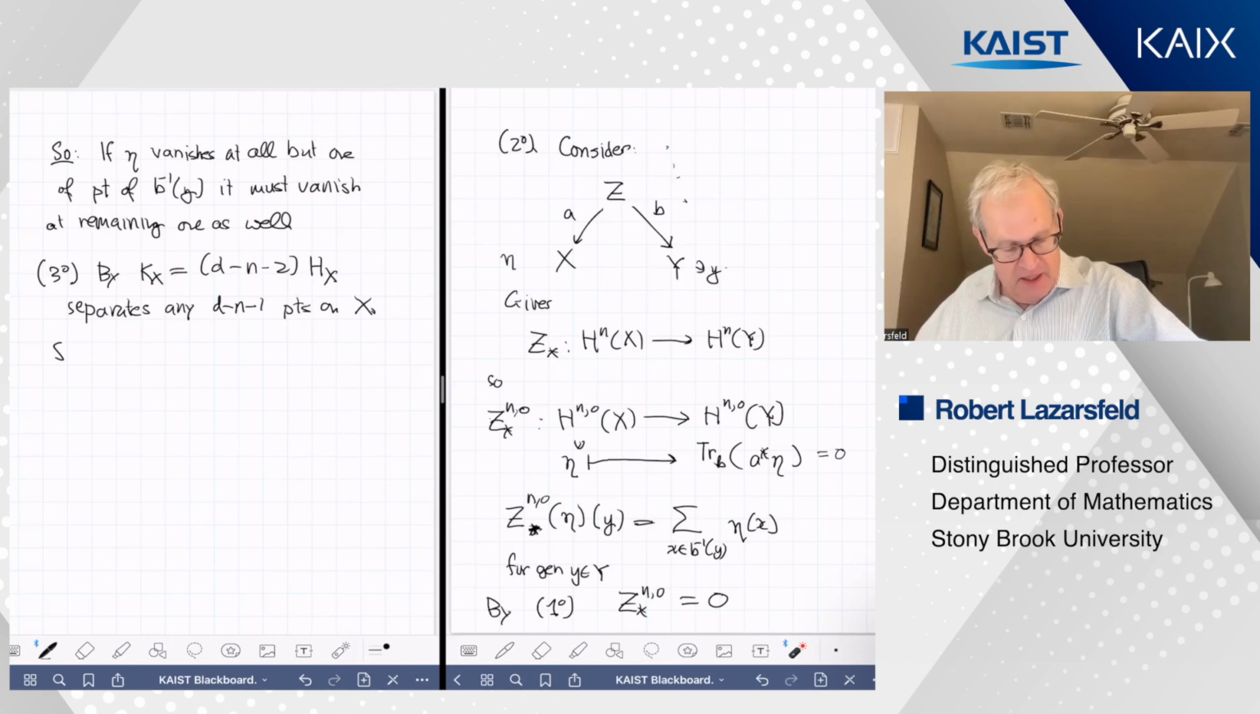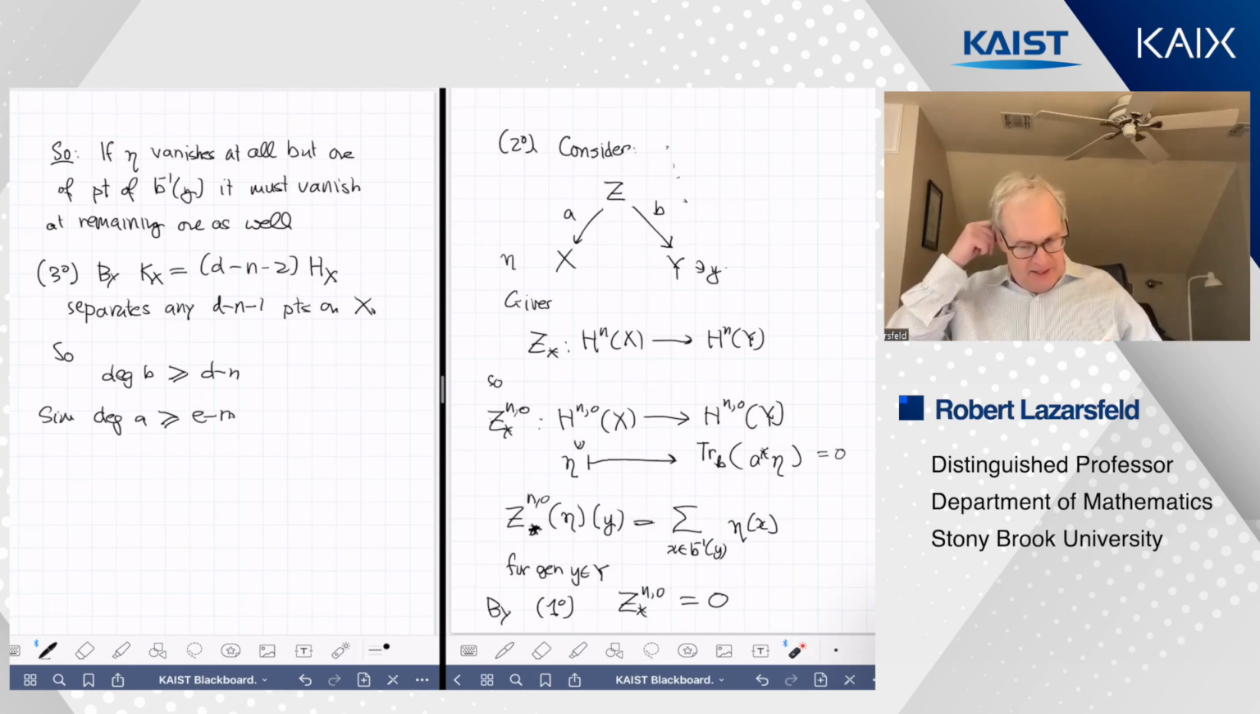So this forces the degree of B to be at most D minus N. And the situation is symmetric, and similarly, the degree of A is at least E minus N. So this is, as I say, the idea that goes back to Parola, maybe it goes back farther, and Bastianelli, Cortini and De Poi. So this proves a sort of weak statement.